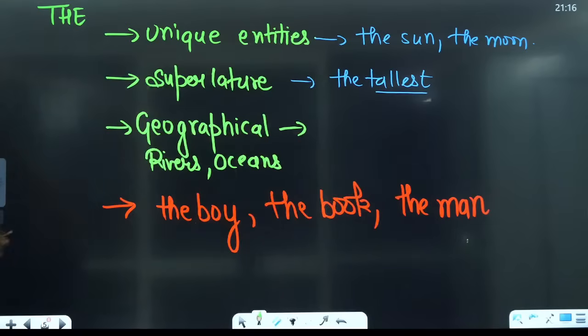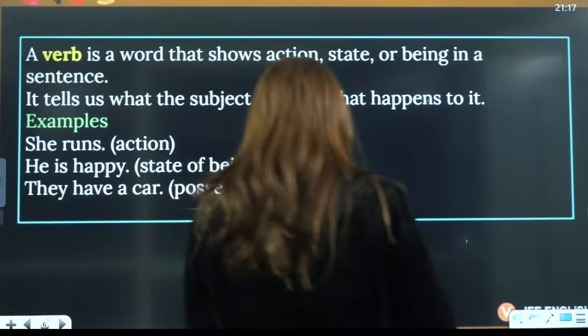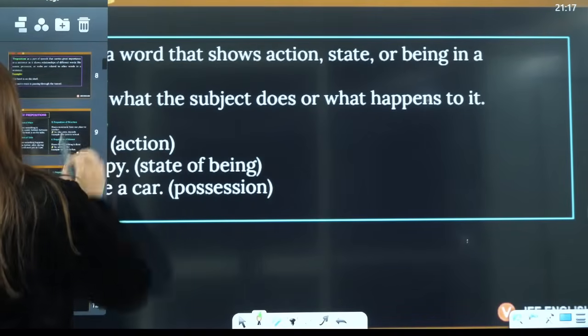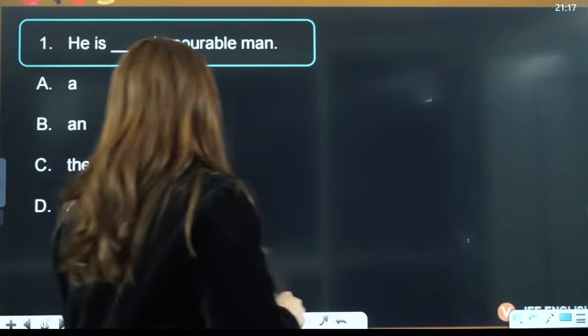Okay? Yes, up to 10th is enough. More than that, they will not ask you. Now, I'll ask you some very simple questions, because that is only given in your syllabus. So, if I say this, he is an honorable man.